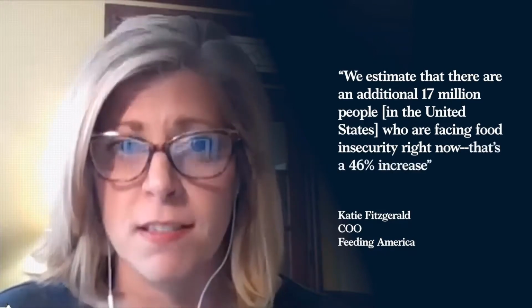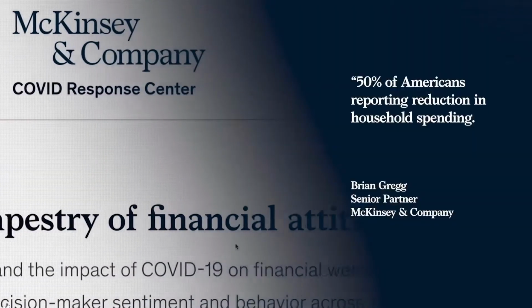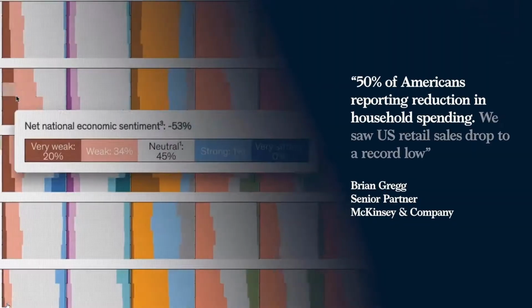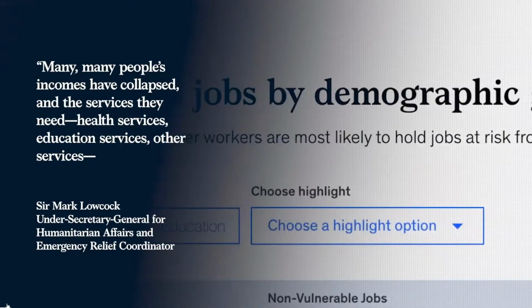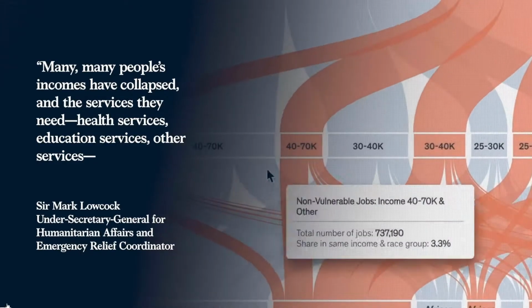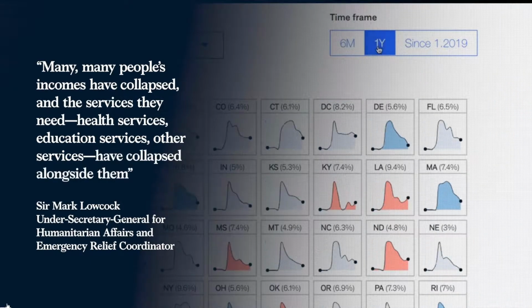We estimate that there are an additional 17 million people who are facing food insecurity right now. That's a 46% increase. 50% of Americans reporting reduction in household spending. We saw U.S. retail sales drop to a record low. Many people's incomes have collapsed, and the services they need, health services, education services, other services, have collapsed alongside them.